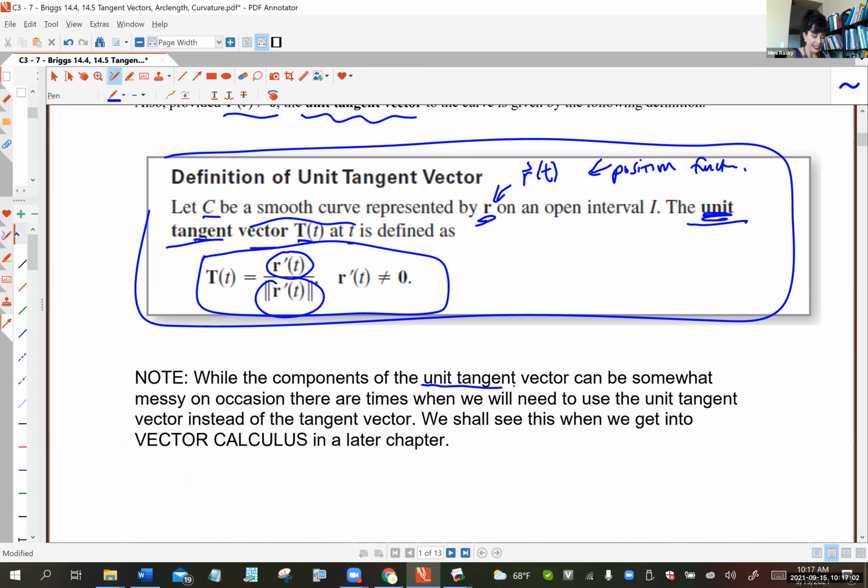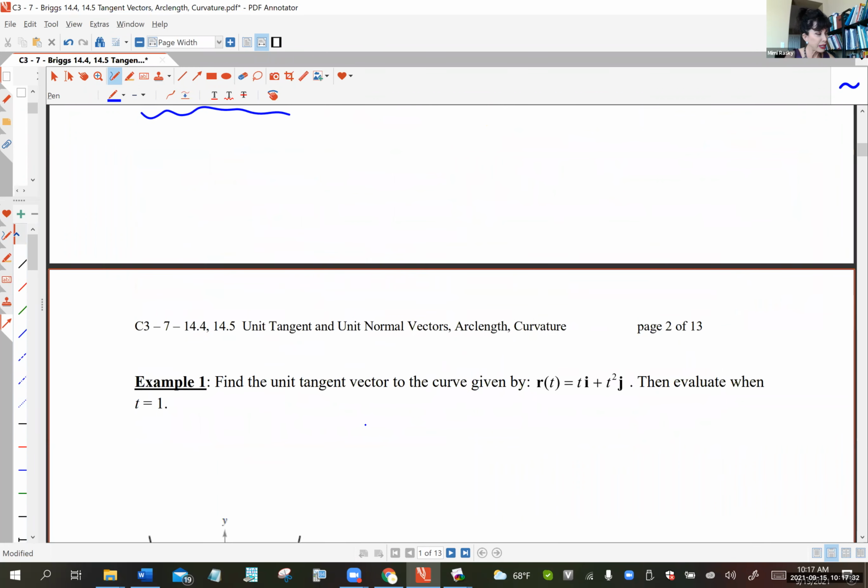Now, sometimes getting the unit tangent vector can be a little bit messy, calculus-wise and algebra-wise. But there are times you're going to need this unit tangent vector instead of just the tangent vector. There are going to be times in this semester where we're going to want to unitize that velocity vector to get big T. You'll see that more and more when we get into the vector calculus module of this course. Okay, let's do an example.